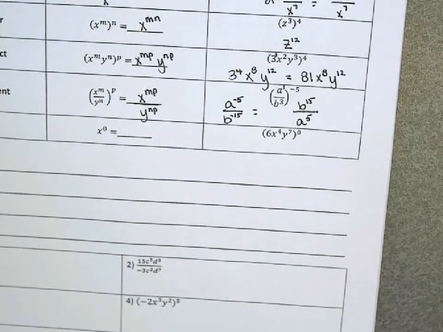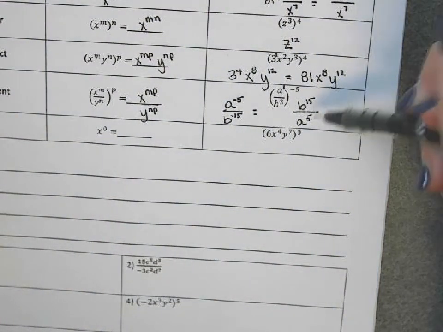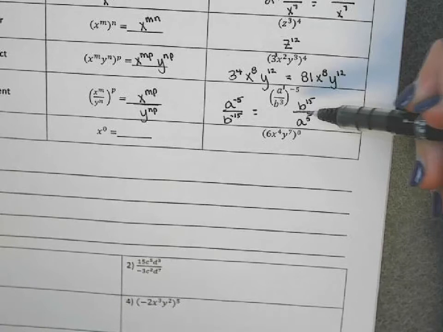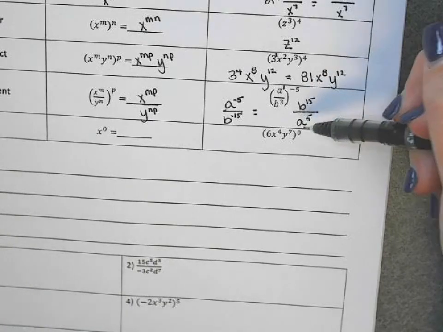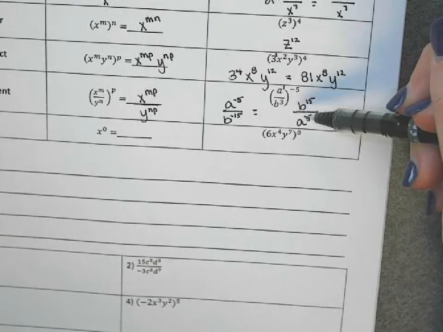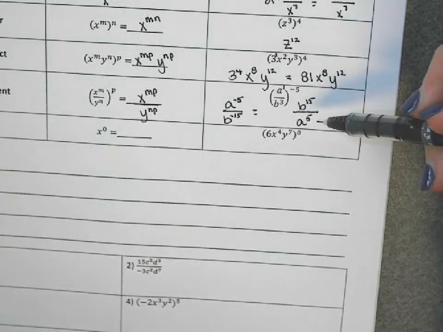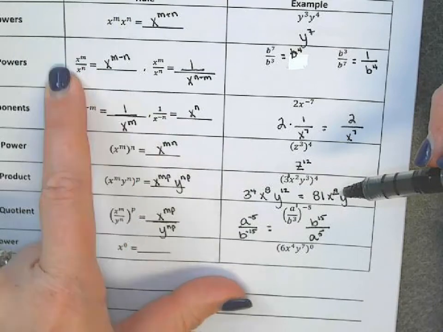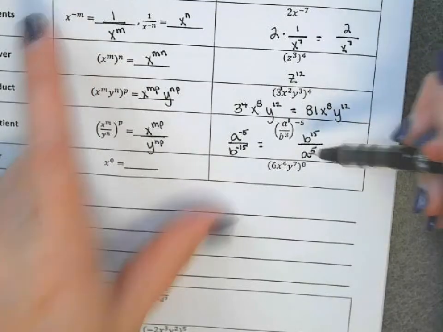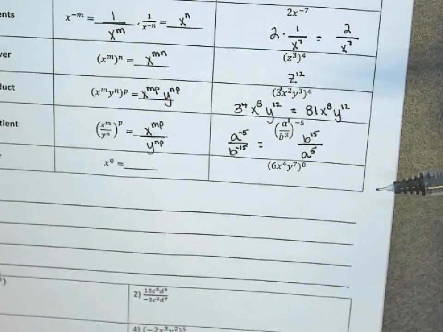Now, if someone asks, well, can you do something with the 15 and the 5? You cannot, because b and a are separate bases. They're different bases. If they were both a, yes, you would be able to apply the quotient of powers. Like up here, notice that the bases were both x. Here you have different bases. One's a b and one's an a, so you can't do anything with those.